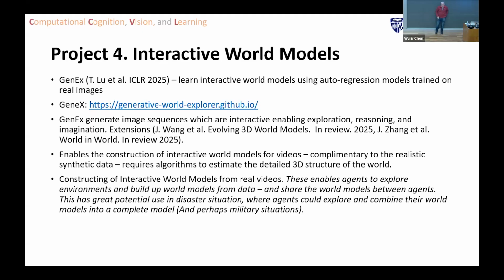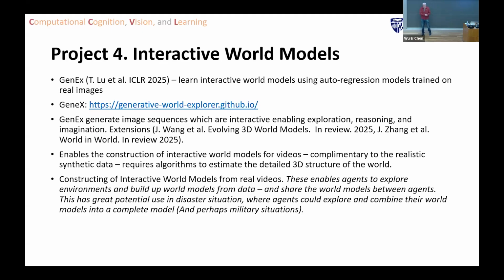And you can then do things like reasoning. You can throw in all these reasoning things from LLMs, and you can do sort of imaginative robotics of what you would do if you take actions using this. Okay, so the agents can explore environments, build up world models from data. So building up world models from data is perhaps the key thing I want to mention here.